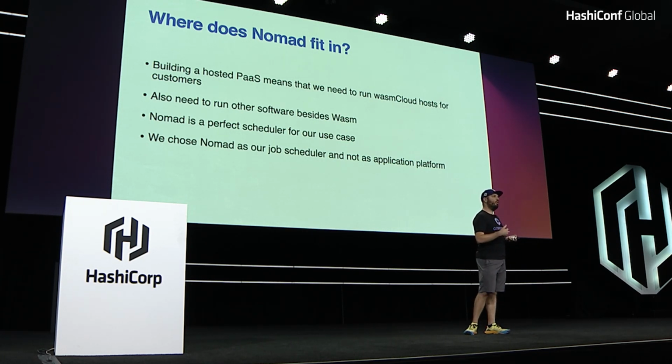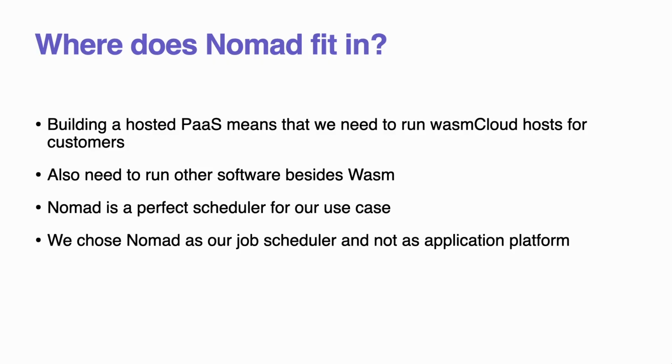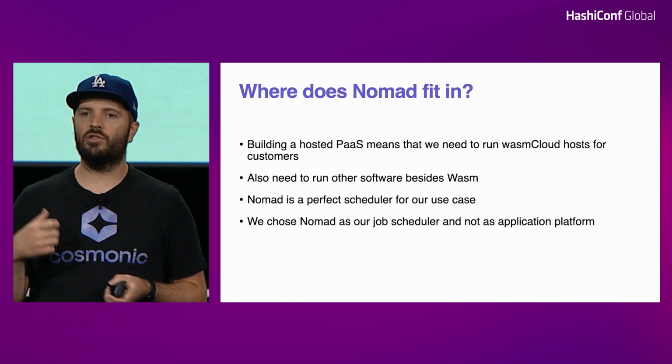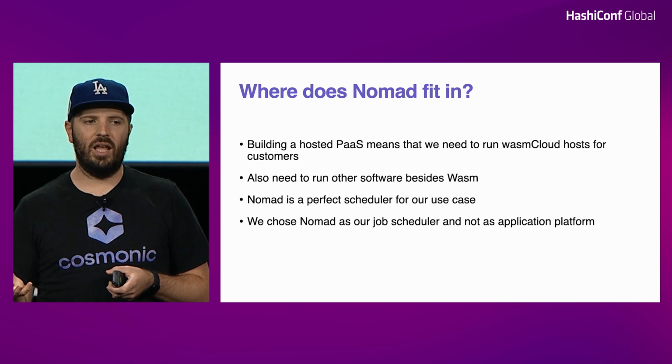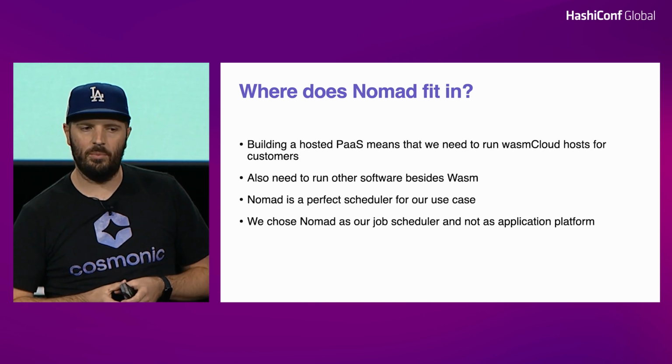Like I mentioned before, we're a hosted platform as a service, and we're running these wasmCloud hosts, these application runtimes for our customers. Because of this, we need to run other software too that supports it. There are things like NATS underneath the hood, and other components necessary for a production system that don't compile to WebAssembly, nor do we want to make them compile to WebAssembly. And we need to run those things as well. Nomad is the perfect scheduler for this use case because it allows for mixed environments, and it's able to scale to any kind of structure you want to set it up with.